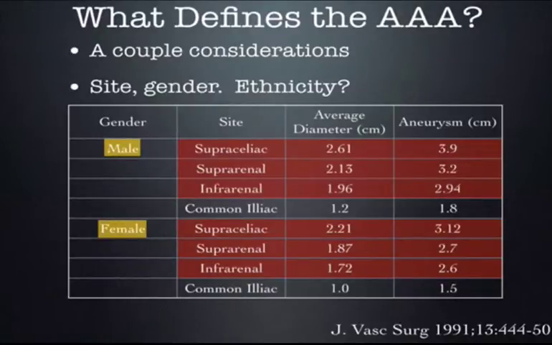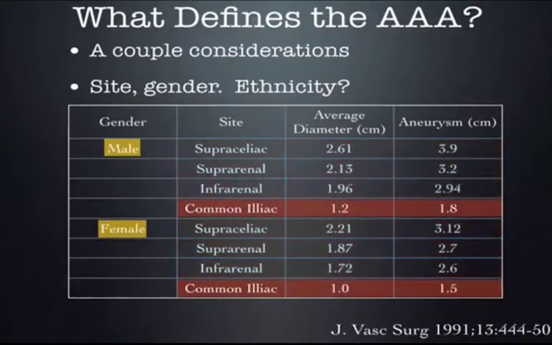And you can see the average diameters at the supraciliac, suprarenal, and infrarenal portions of the aorta. And for the most part, the 3 centimeter cutoff for aneurysm works quite well, with the exception of maybe the supraciliac portion of the male aorta, which is a rare location for abdominal aortic aneurysm. So it's okay to use this 3 centimeter cutoff.